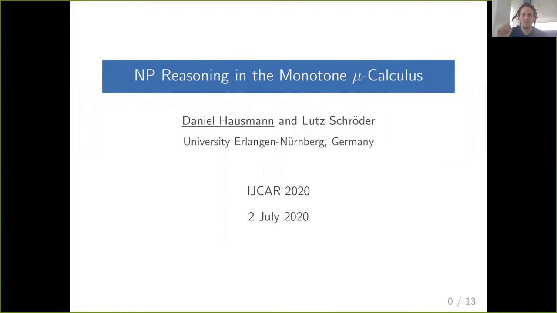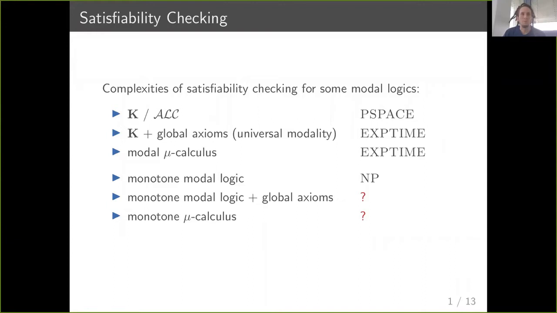Hello, my name is Daniel Hausmann, and I'm going to talk about joint work together with Lutz Schröder. We are both from University Erlangen-Nürnberg in Germany. I'm going to talk about NP reasoning for a variant of the mu calculus, and by reasoning we really mean satisfiability checking here. So here's an overview over the complexities of the satisfiability problem for various modal logics.